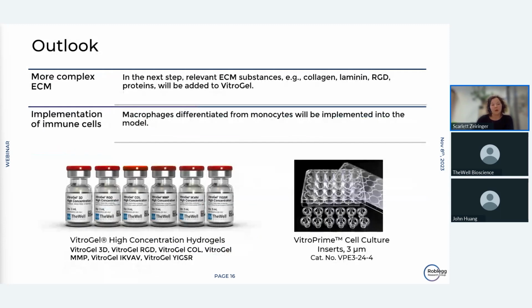And a quick teaser on what we'll be doing next. Next, we'll be incorporating other key ECM components, such as collagen or laminins, using the VitroGel high concentration hydrogels. Thanks to the mix and match system of the VitroGel hydrogel systems, the ECM can be designed to the desired composition and rheological properties. Additionally, we want to add immune cells to get closer to the anatomical physiology. And lastly, we are going to test the VitroPrime cell culture inserts within our model.